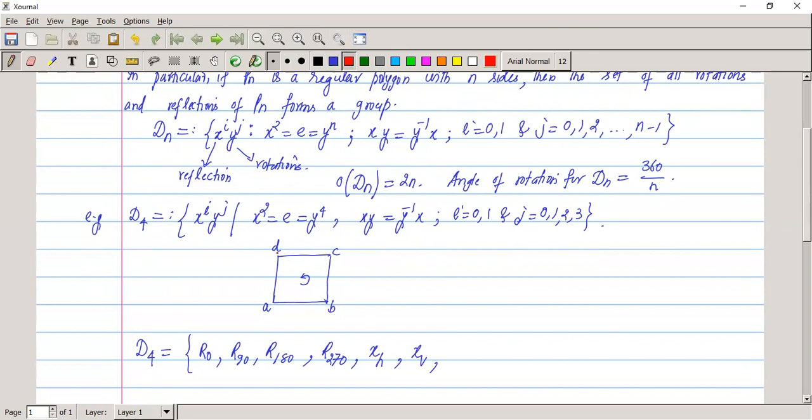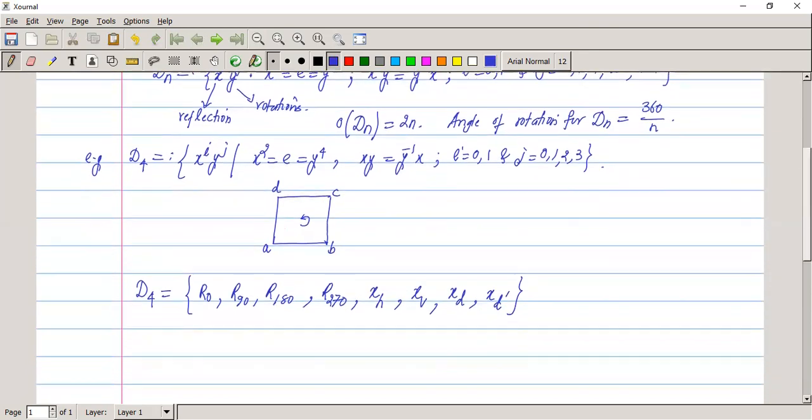Similarly, we can define a reflection along this diagonal. And along this diagonal, when we take a reflection here, D and B will remain fixed. A and C will be interchanged. And we shall call this reflection XD. And then we can have one more reflection, that is along this diagonal. Then under this reflection, A and C will remain fixed, and D and B will interchange. And this reflection shall be denoted by XD dash.